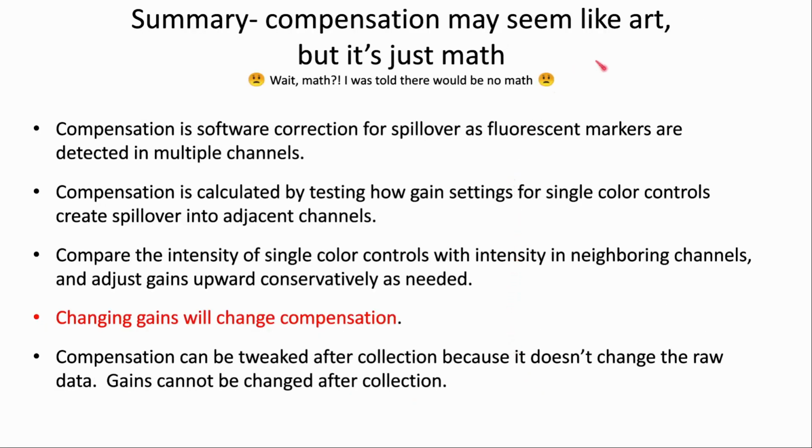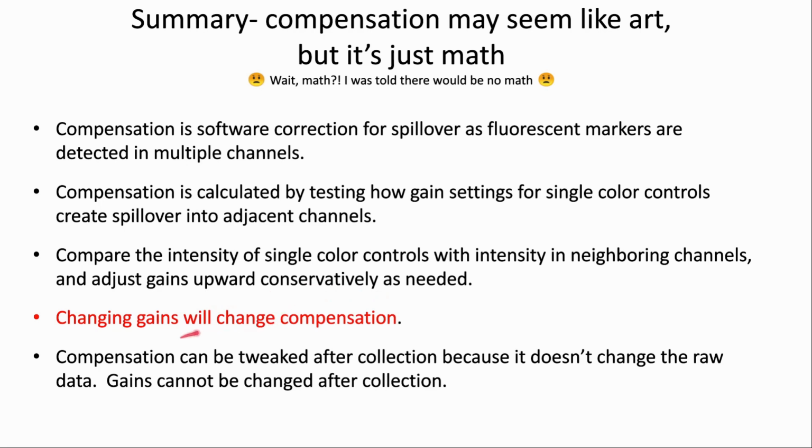In summary, while compensation may seem like an arcane art, it really is just subtraction. It is a software correction for spillover as fluorescent markers are detected across multiple channels. Compensation is calculated by testing how the gain settings for your single color controls record spillover into adjacent channels. It is important for users to compare the peak intensity of your single color controls with the spillover intensity in neighboring channels, and if the spillover intensity is too close, to conservatively adjust your gain upward.